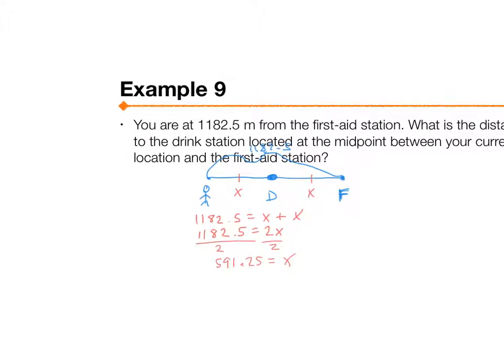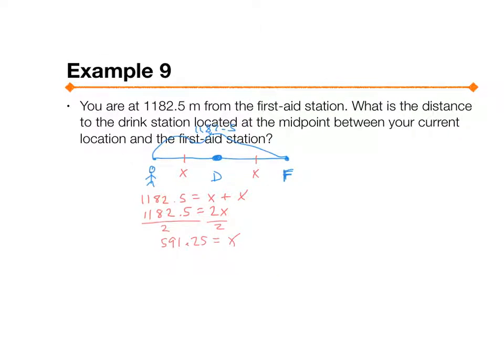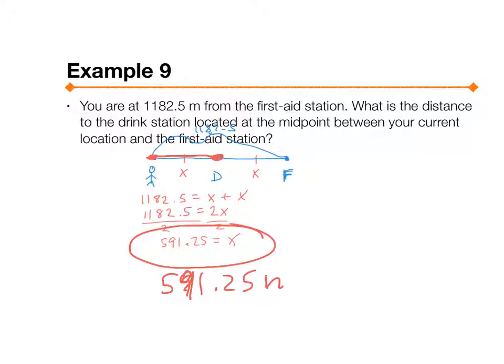So what's the question asking? What's the distance to the drink station located at the midpoint between your current location and the first aid? So it's asking from what's the distance from you here to the drink station, which would be this: 591.25 meters.